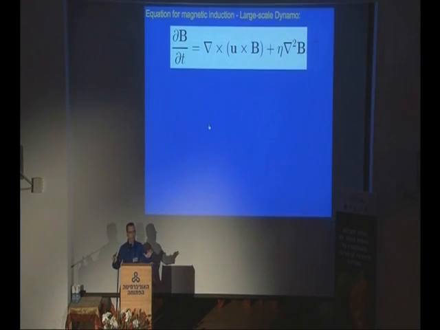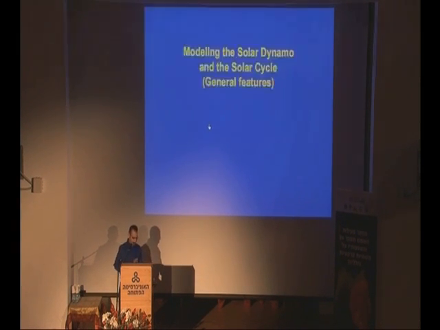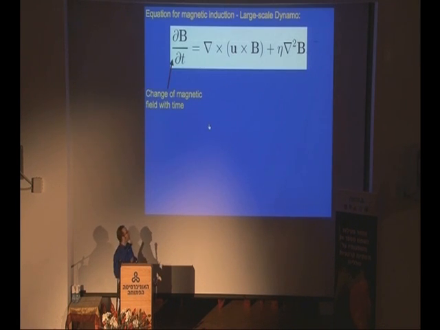And I'm going to show equations. Don't be scared. I'm going to talk about them really briefly and in general. So the induction equation essentially tells us about the evolution of the magnetic field in time. This term is the change of the magnetic field with time.